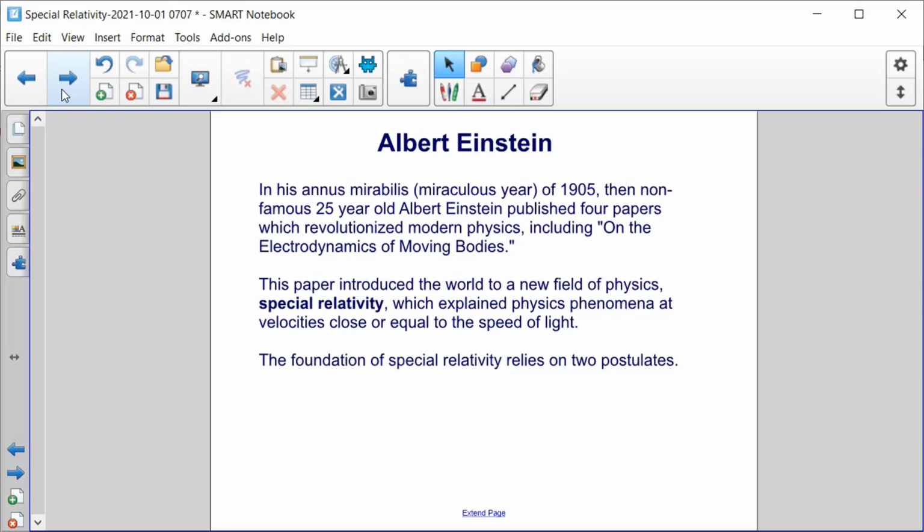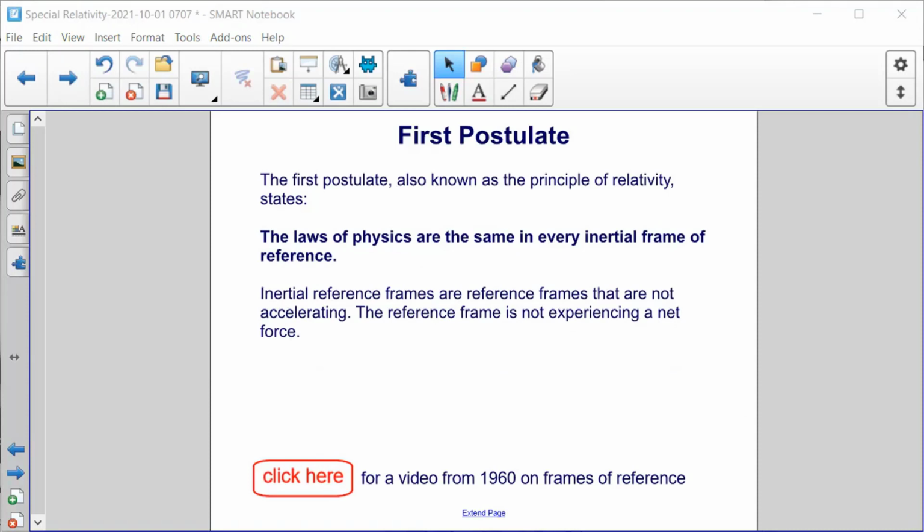The foundation of special relativity relies on 2 postulates. Here's the first postulate. It's also known as the principle of relativity, and it states, the laws of physics are the same in every inertial frame of reference. Now, it's important to know what an inertial frame of reference is. Inertial reference frames are reference frames that are not accelerating. So the reference frame is not experiencing any net force.